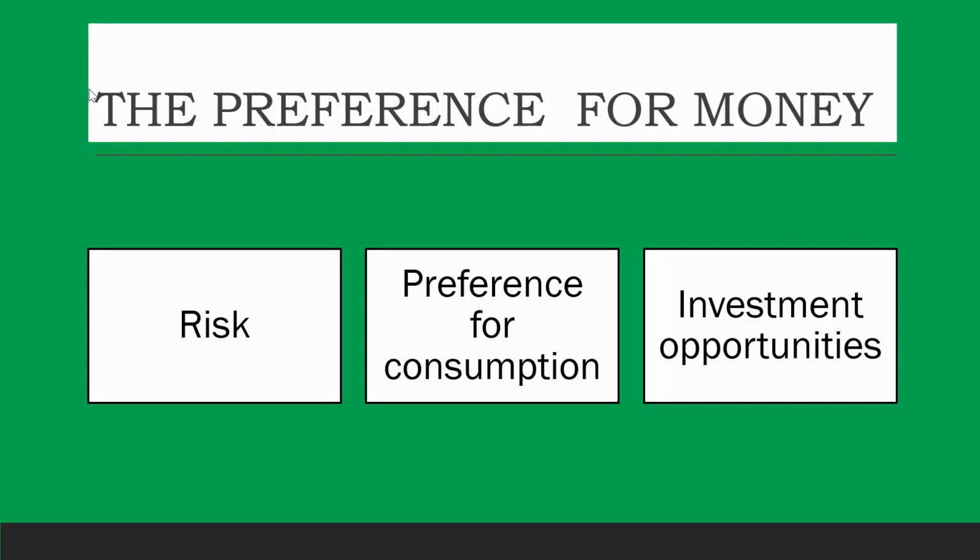So then, you are going to delay your consumption for all the things which you can, and you're going to put your money on an investment. So the preference for the money has three reasons: risk, preference for consumption, and investment opportunity.